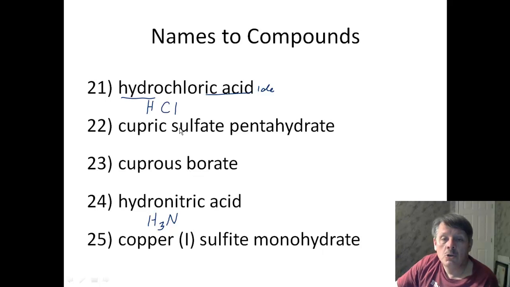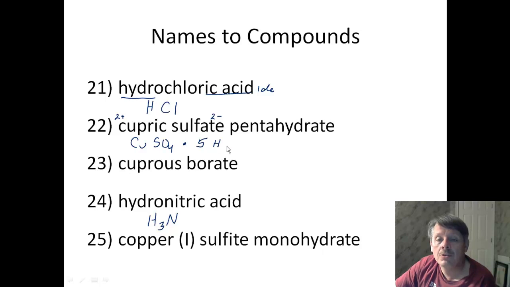Okay, how about cupric sulfate? Cupric sulfate. Cupric is the one that has a 2+ charge. Sulfate has a 2- charge. So this is Cu, SO4. The 2+ and 2- cancel. And we have 5 waters because it's pentahydrate.